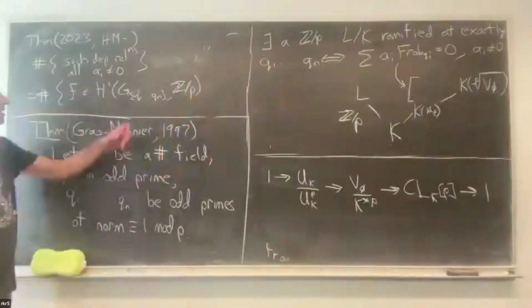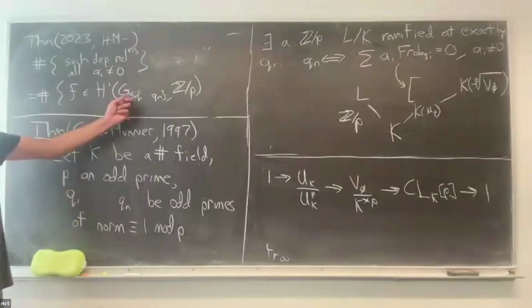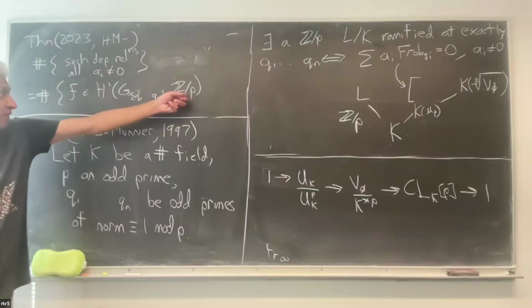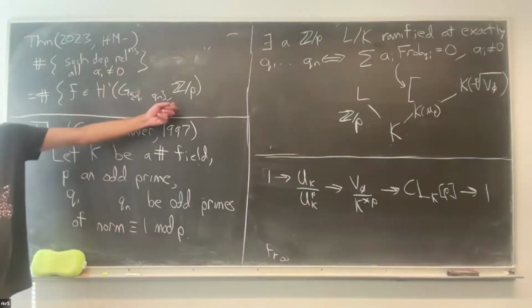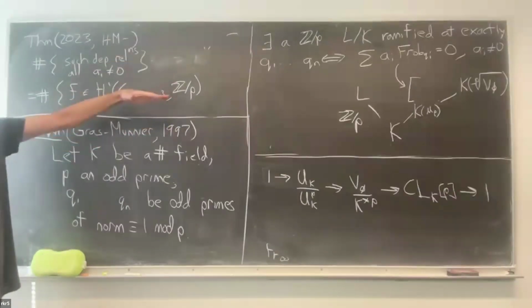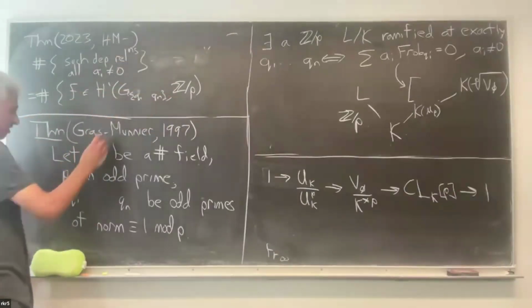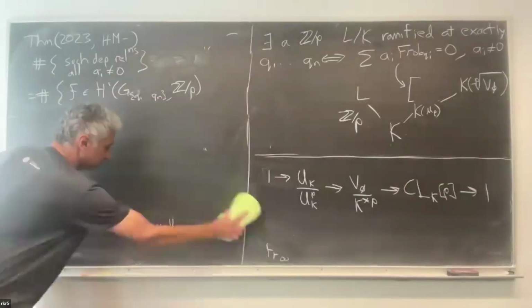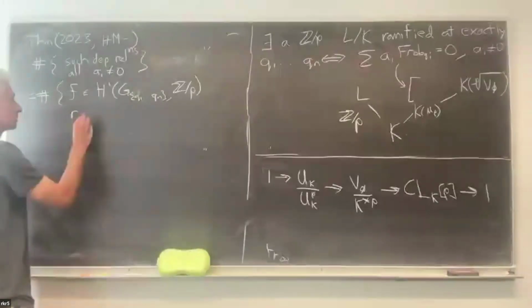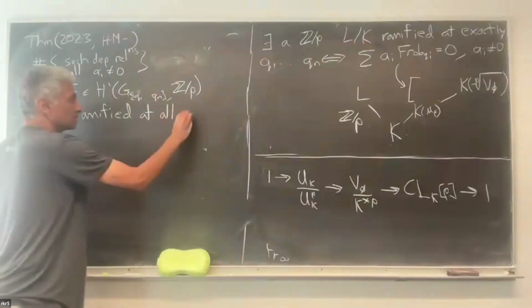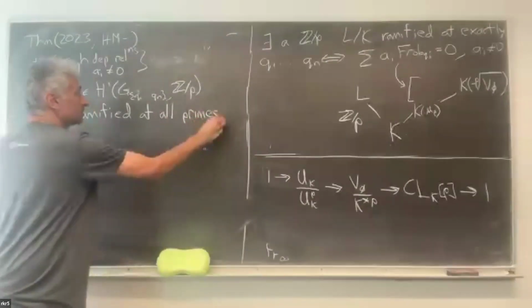And I'm not done yet. So this is the Galois group of K ramified at these primes only with trivial action on Z mod p. So these are just H1s. Now, some of the H1s could be unramified and give rise to unramified extensions, but I'll insist that they be ramified at all primes.